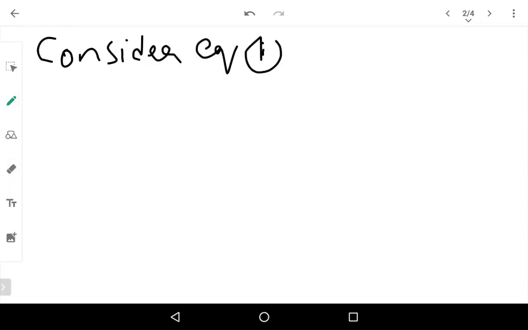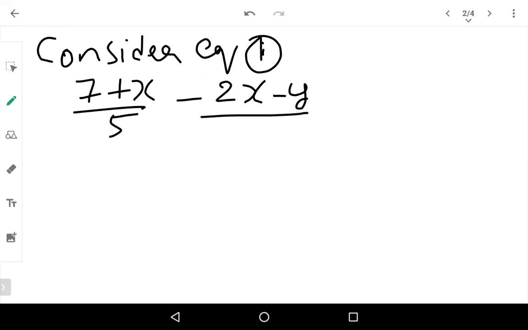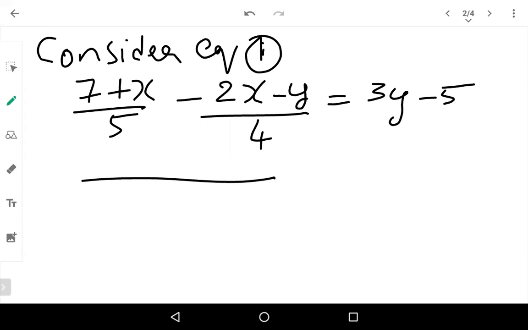Consider equation 1. Now what is equation 1? It's not 7x, it's 7 plus x by 5. (7 + x)/5 - (2x - y)/4 = 3y - 5. So this is the first equation. Now let us take the LCM of the equation.